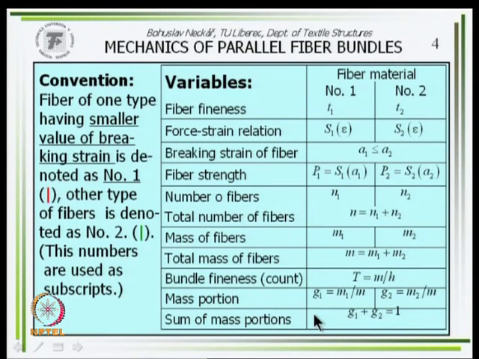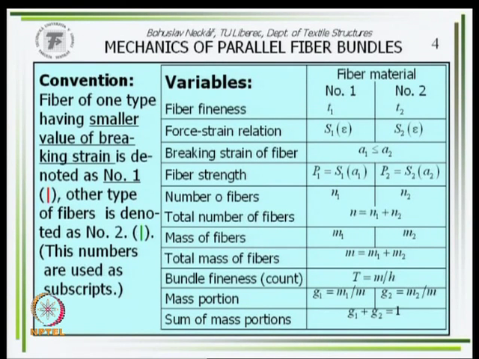Mass portion. We spoke in the first lessons about the mass portions. The mass portion of the first material is G1, the mass of first fibers M1 divided by the total mass M. And similarly, G2 is M2 by M. Let's remember that G1 plus G2 must be equal to 1. In industry, we use percentage values, but in our theoretical work, G1 and G2 can be 0.4, 0.6, something between 0 and 1. In practice, it is sometimes 40%, then 60%. So in theoretical work, we speak about a dimensionless quantity from the interval 0 to 1 with G1 and G2.